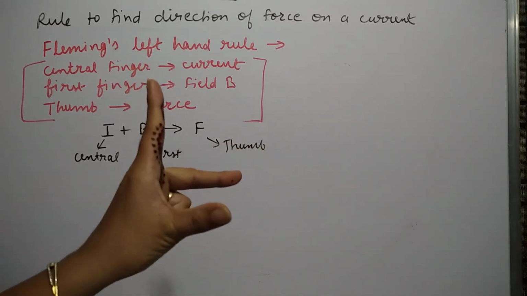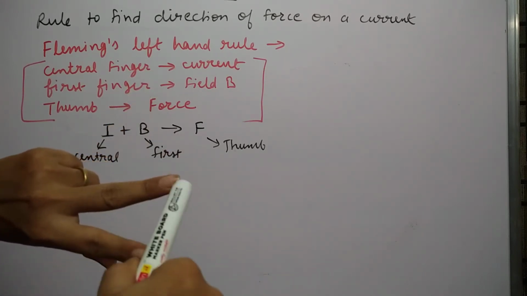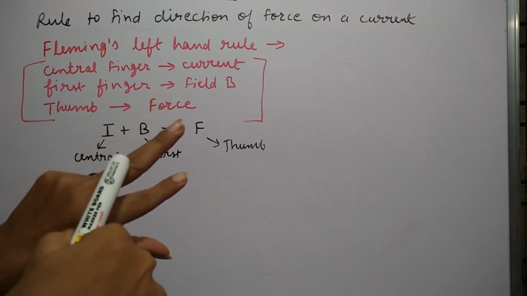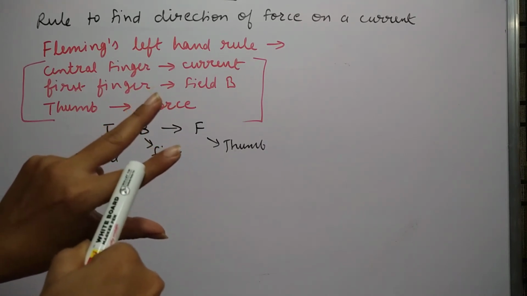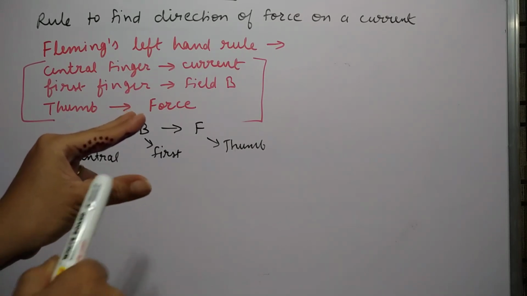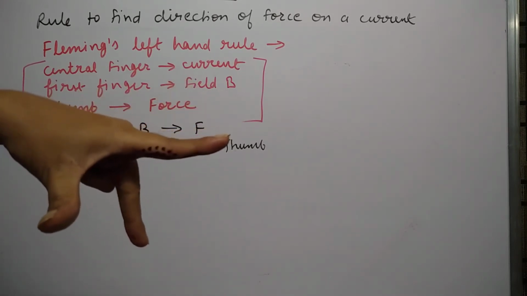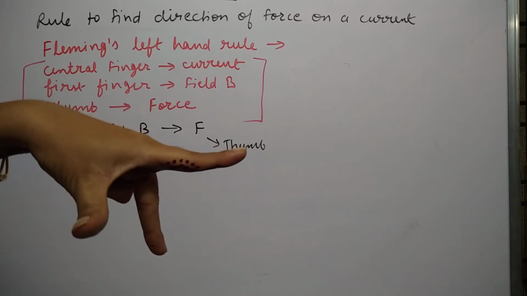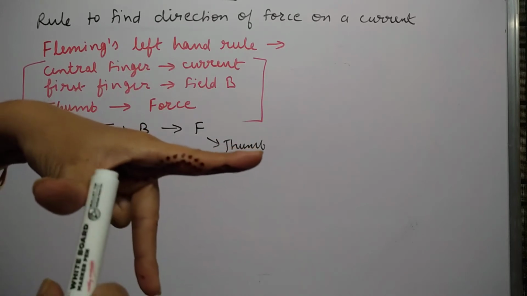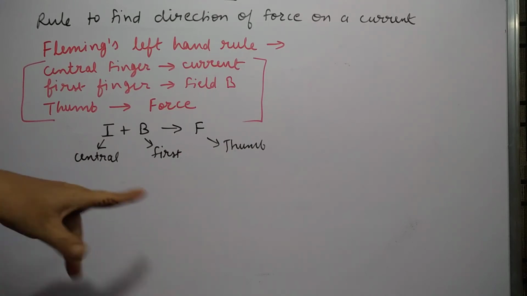So you see, this is the first finger and this one is the central finger. The central finger is the direction of the current, the first finger is the direction of the field, and then the thumb is our resultant force direction. We always have to find this direction. First of all, we have to stretch in this manner so that everything is at 90. These two are also at 90, and this thumb is coming out of the board, so this and this is also at 90.